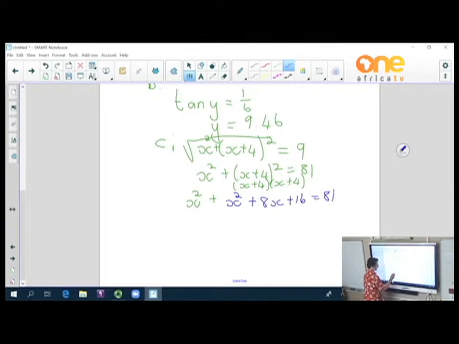And now we can just bring that one over here. I have 2x squared plus 8x plus 16 minus 81. 16 minus 81 is equal to negative 65.